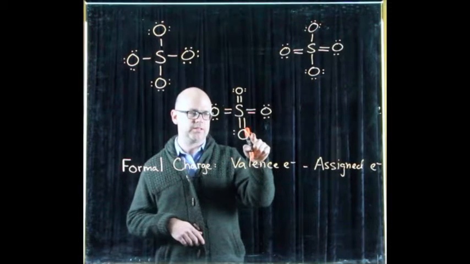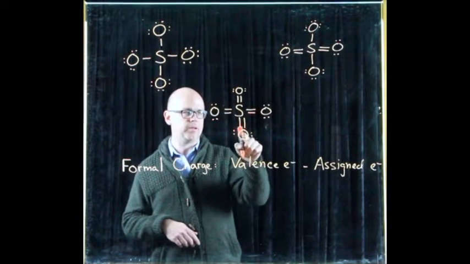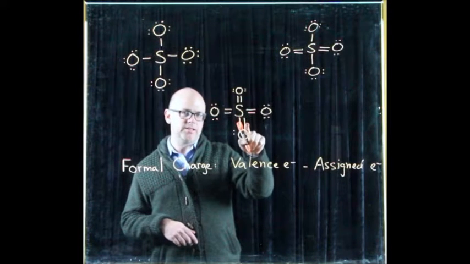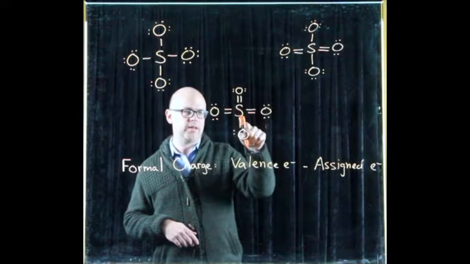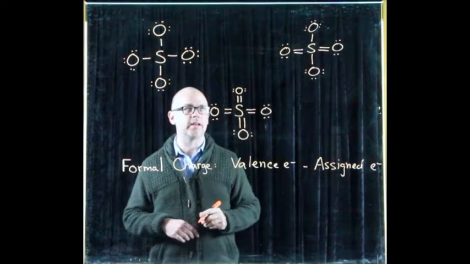So here's a lone pair of electrons. They're specifically assigned to that atom. Here we have a bonded pair of electrons. That bonded pair is cut in half. One of the electrons is assigned to one atom. The other electron is assigned to the other atom.